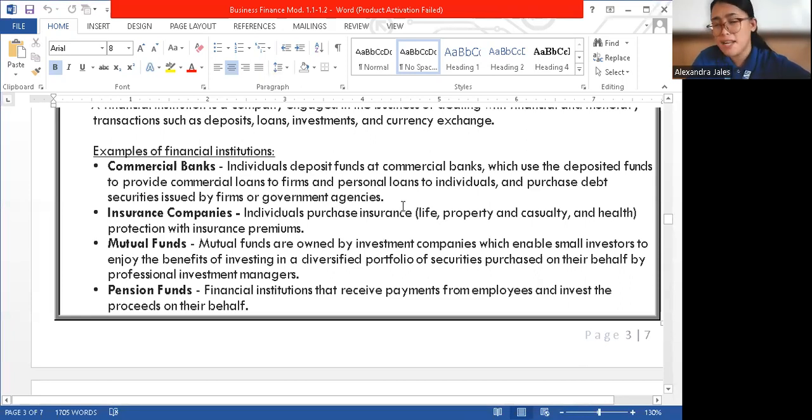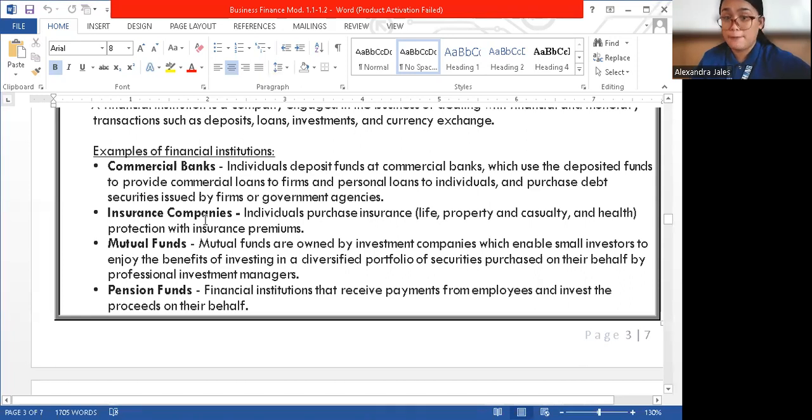If you are given a chance, which are you going to choose? Are you going to become the saver, or are you going to become the lender? A bank is an institution. A bank could be your financial intermediary from savers to the borrowers. And of course, you could also become an investor.